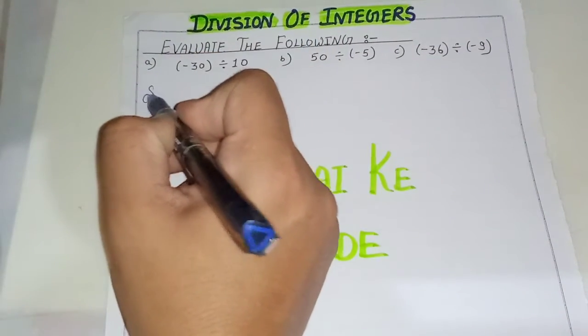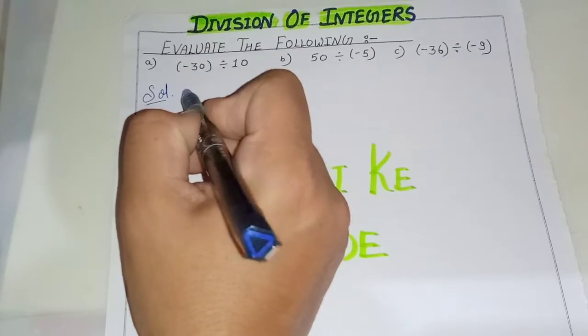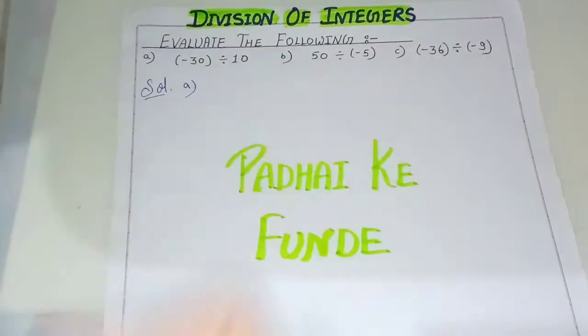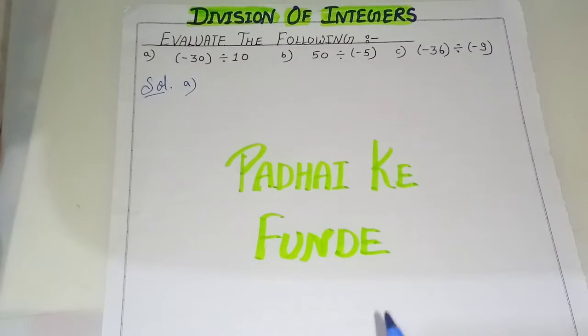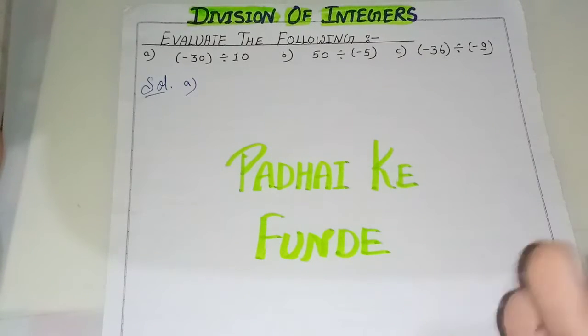First of all, we have here the question that is minus 30 divided by 10. Here we will do the simple division as we always do. Just we have to be cautious about what sign will be there with the answer, right? Because here we are going to deal with the negative numbers also.